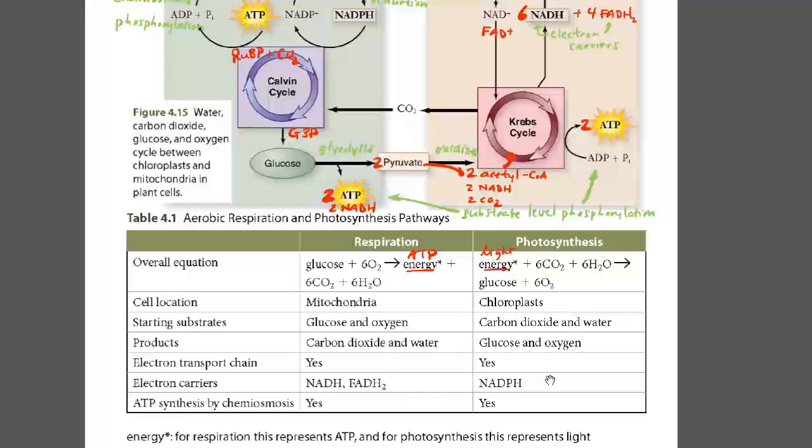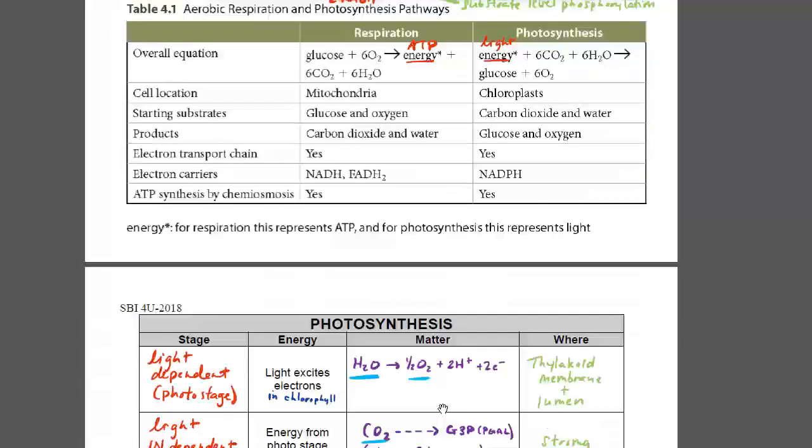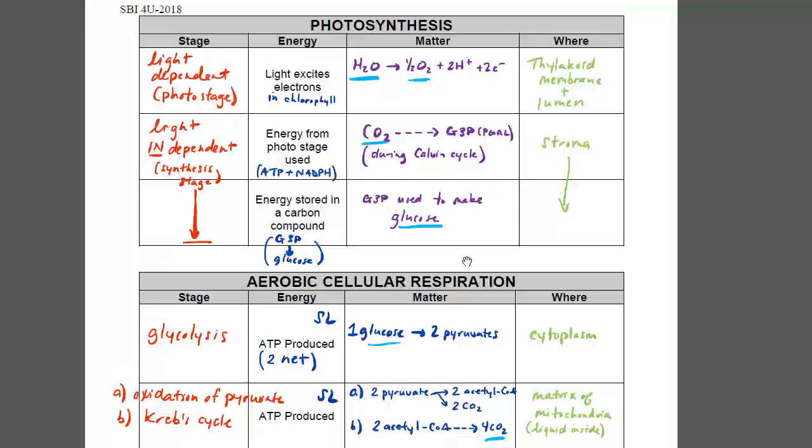This is a very good comparison for where things are happening, what your major players are, and what type of electron carriers you have. So we've already covered that. Some more information here. Again, we had a couple of stages. You had the light stage, and then you had the light independent stage, or we can call it the photo stage and the synthesis stage. This is where you had photons of light exciting the chlorophyll, and we end up splitting water into its parts. That all happens in the thylakoid membrane and the lumen.